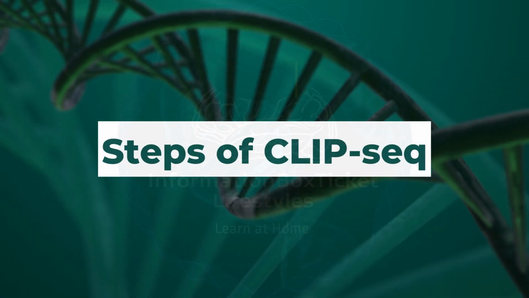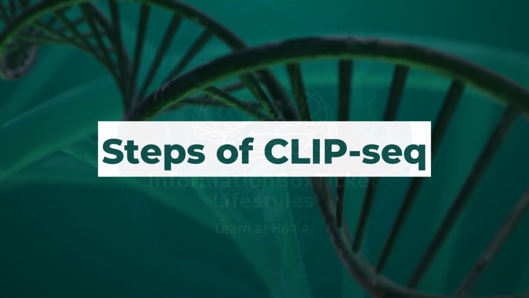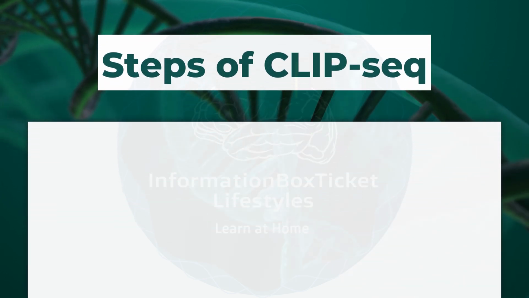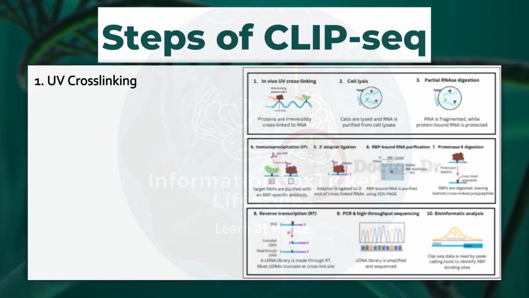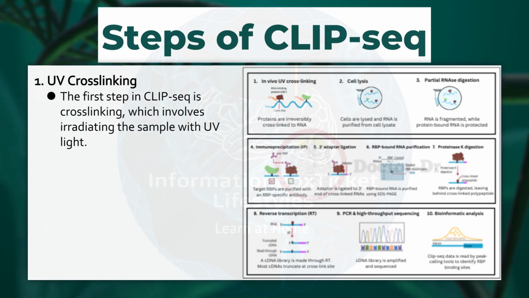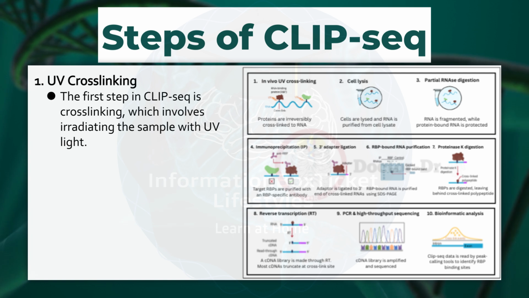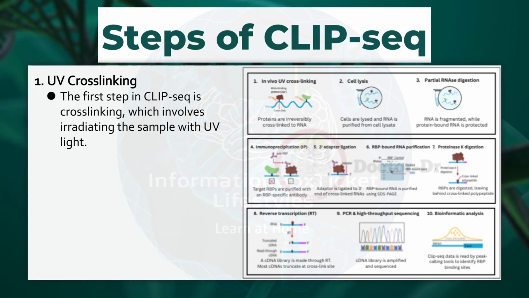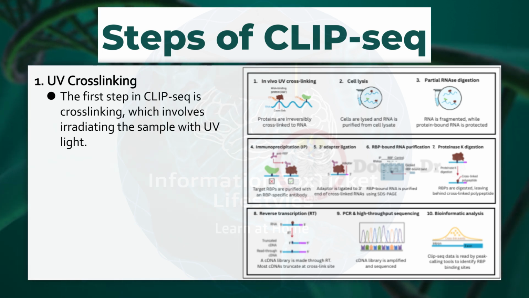Steps of crosslinking and immunoprecipitation sequencing. First, UV crosslinking. The first step in crosslinking and immunoprecipitation sequencing is crosslinking, which involves irradiating the sample with UV light.